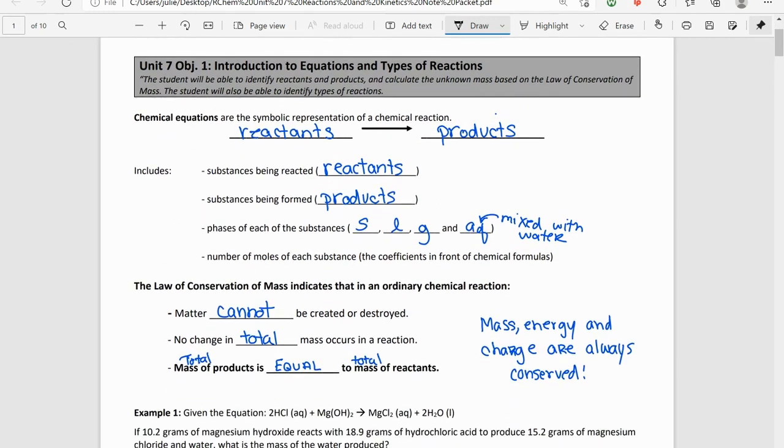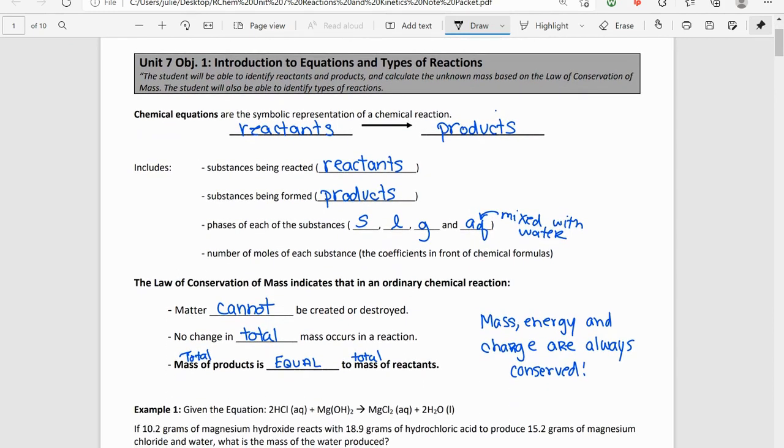So first off, to get started, our chemical equations give us symbolic representations of our chemical reactions. So it's going to tell us over on the left here how many reactants we have involved. And then we have the arrow, which shows those reactants undergo a reaction. And then you produce your products that are written always on the right-hand side. So chemical equations include the substances that are being reacted, which are your reactants, the substances that are being formed, or what is produced, your products.